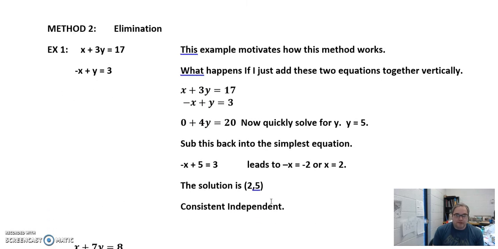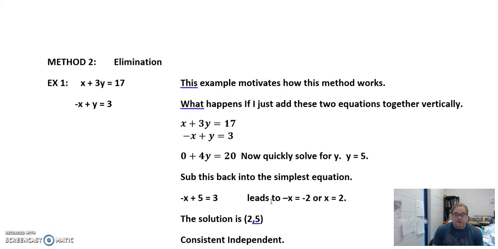Method 2. Method 1's great. Don't get me wrong. Method 1 is something you can always go to, but it's not always the most efficient. If I have both equations written like this, where x and y are on the same side, elimination is typically the faster way of going. And this example is going to motivate that. If I take these two equations, which I have rewritten here, and just add them together vertically, what happens to the x's?